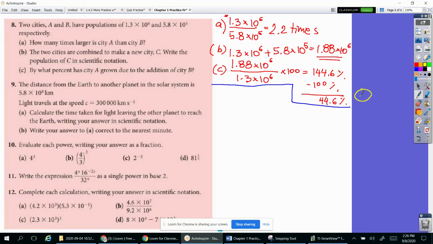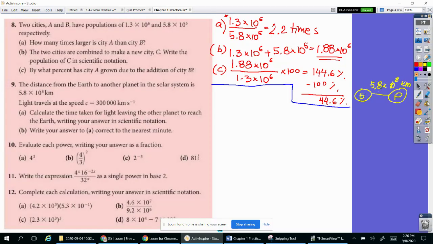So we have Earth and we have another planet, which we'll just call P. And the distance between Earth and this other planet is 5.8 times 10 to the 8th kilometers.